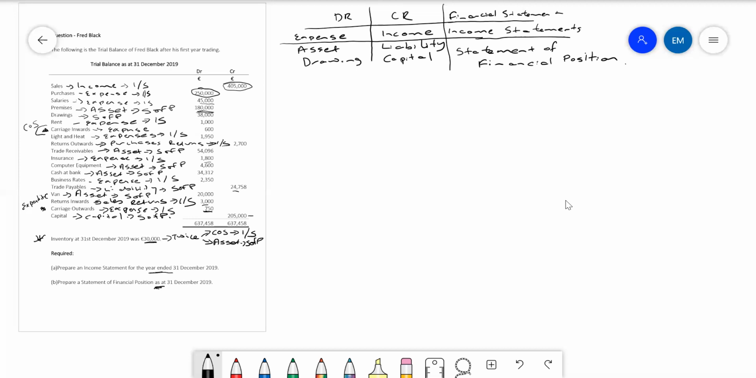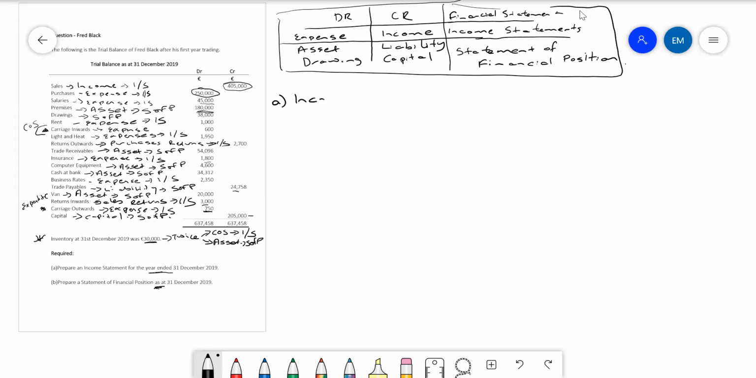Okay, so at this stage, we went through the list of accounts. We've identified whether it was an income, a liability or capital, or an expense or an asset or drawing as per the box above, and also identified what financial statement that account will go into. Okay, so part A of the question is to prepare an income statement for the year ended the 31st of December 2019. Titles and headings on financial statements are exceptionally important for clarification.